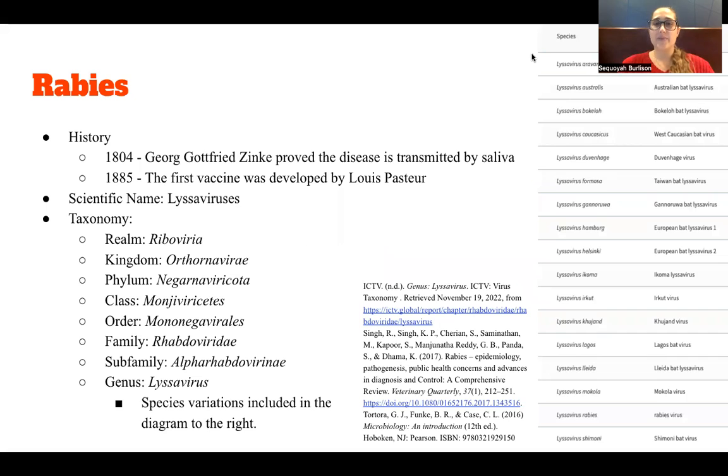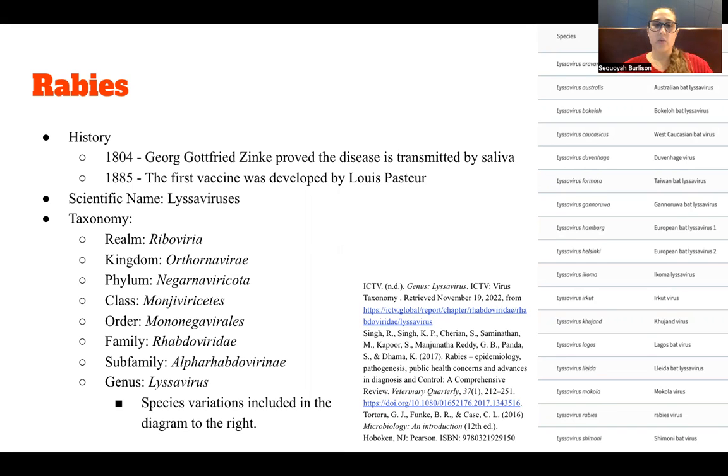Rabies has historically been recorded in many ancient texts, but it wasn't until 1804 when George Zinke first proved that the rabies disease was transmitted by saliva. He did so by conducting experiments on rabid animals, collecting their saliva, and injecting it into healthy animals.